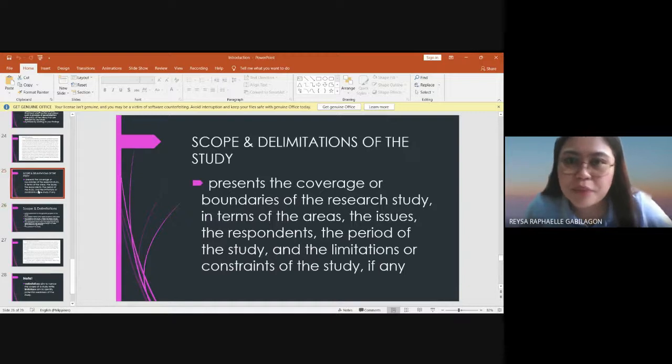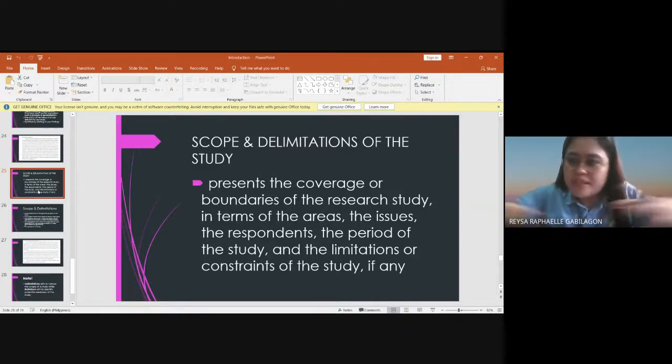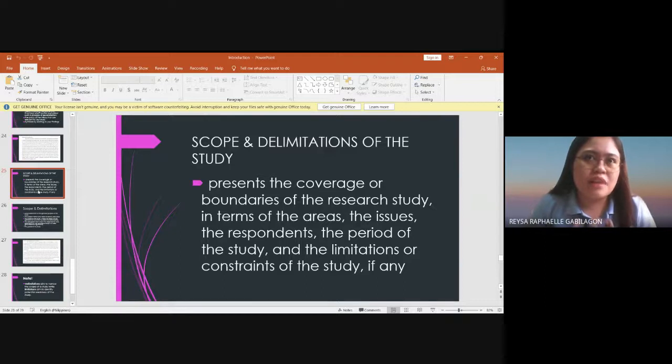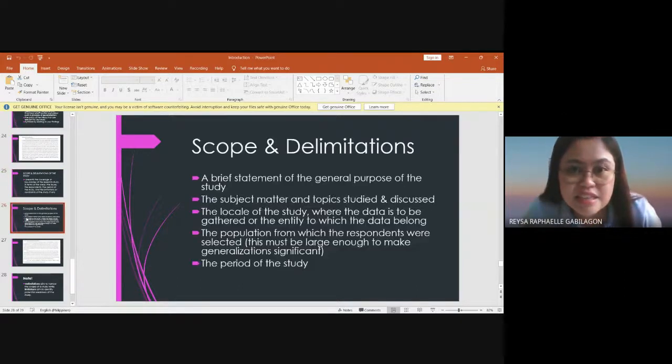So the next part will be the scope and the limitations of the study. This is where we set the parameters of our study. We need to set boundaries or coverage, how far the area of our study goes, the issues, and who our respondents are. We also place here the period of the study, when you will do it and when it is projected to finish, and we can also include other limitations or constraints.